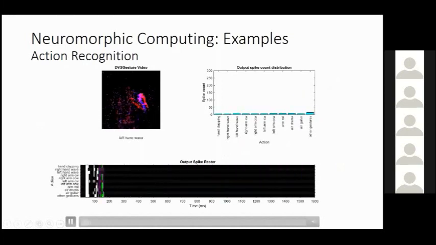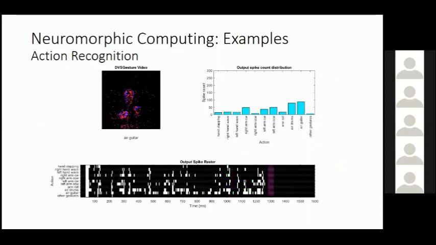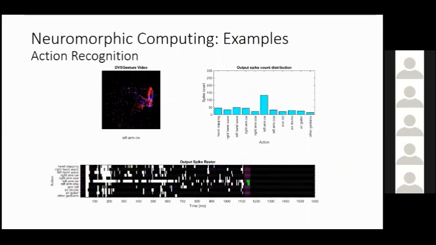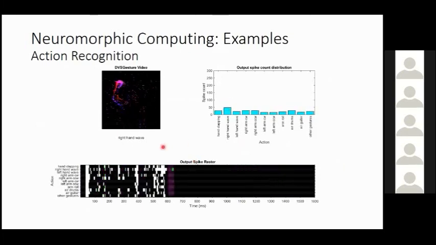So this is a classic example of a neuromorphic computing system that uses a spiking neural network. I'll come to that later. Can you guys see my laser pointer?